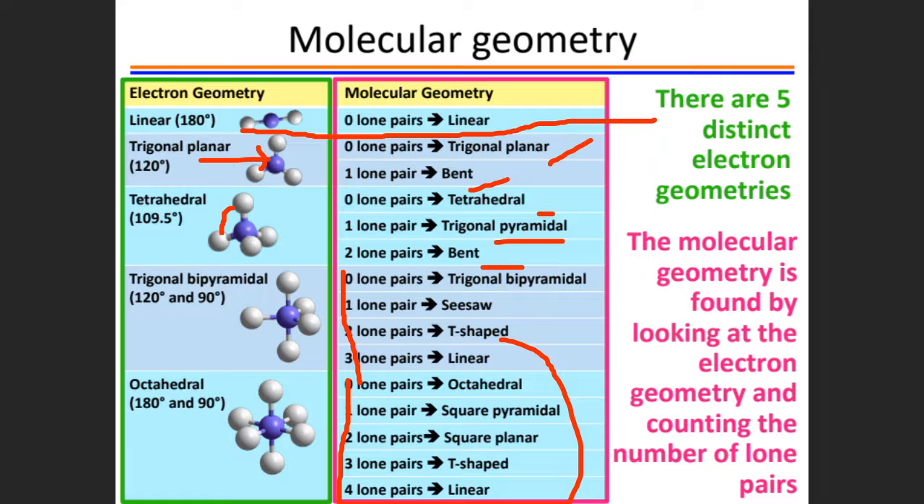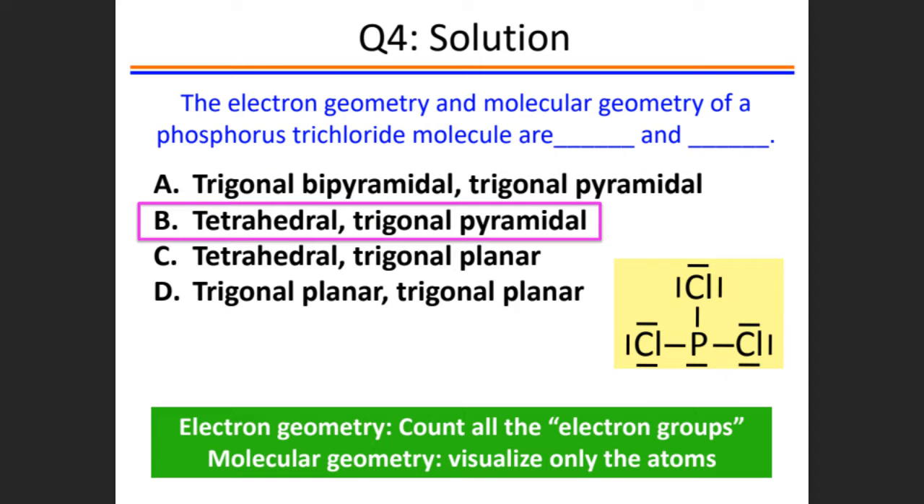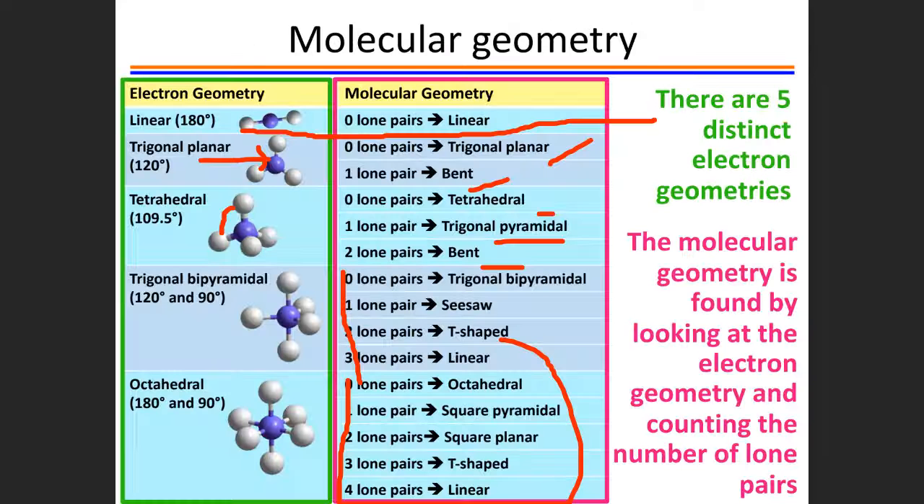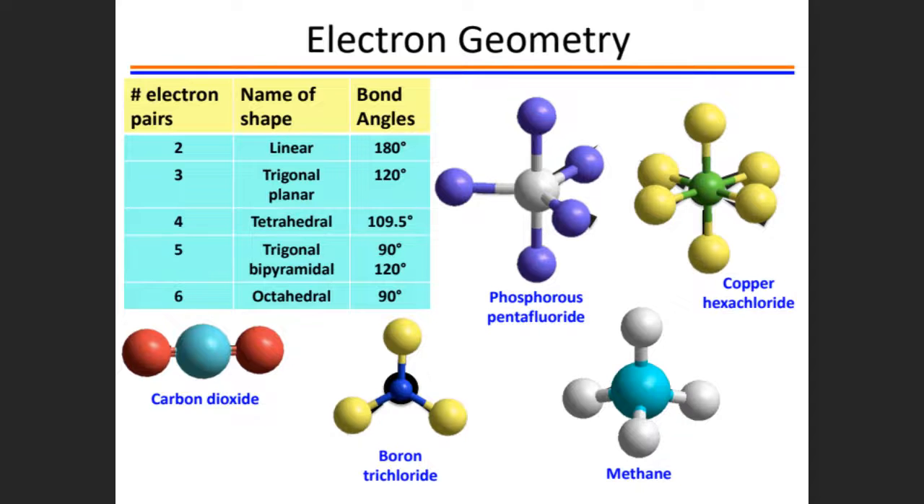So there are 5 distinct electron geometries. The molecular geometry is found by looking at the electron geometry and counting the number of lone pairs. So how many lone pairs do you have? Then you can guess what type of molecular geometry you have. The electron geometry and molecular geometry of a phosphorus trichloride molecule are, and so we can write, I think this is tri. Yeah, see, tetrahedral and tri. How do you know? Since this is the trichloride, I just visualize the example here. This is the penta, but if this is tri, it should be something like this.